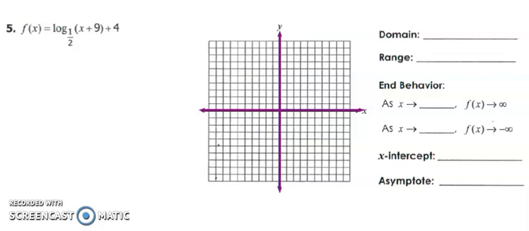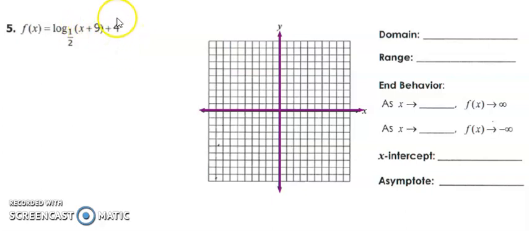Alright guys, we're going to go ahead and take a look at one more example of graphing a logarithmic function. Now this one's going to be a little bit trickier because you're going to notice here that we've got x plus 9 in parentheses with this plus 4 outside the parentheses. So there's going to be some transformations going on here in a little while. But for right now, let's ignore that plus 9 and plus 4. We'll come back to that here in a second.